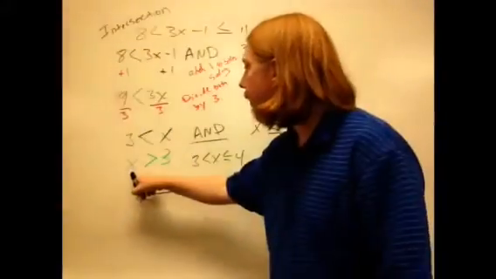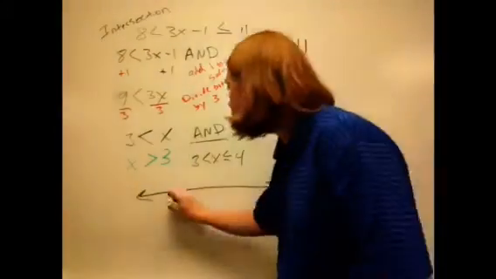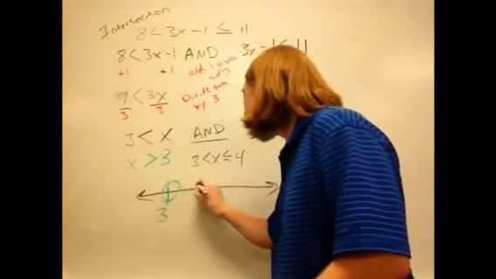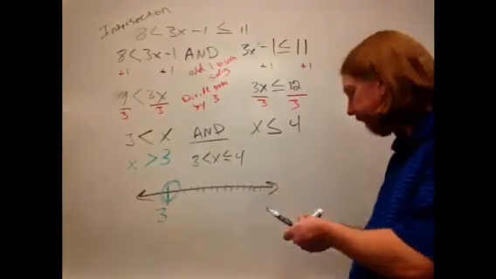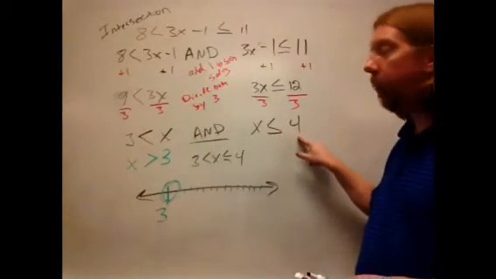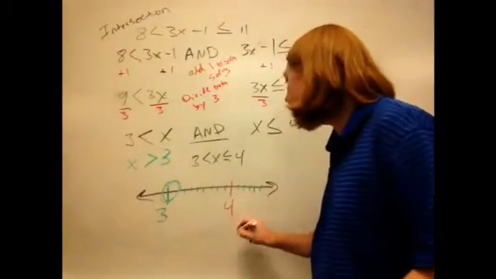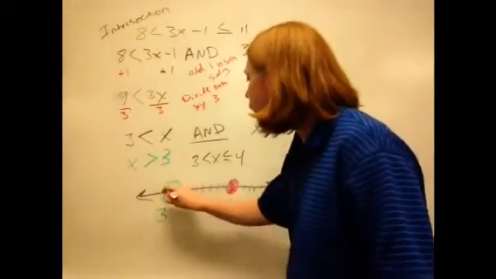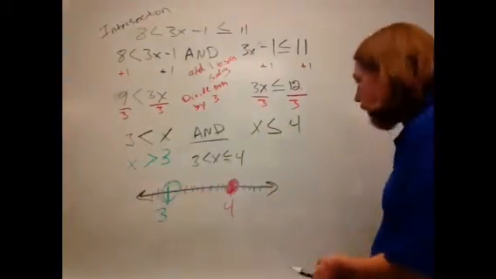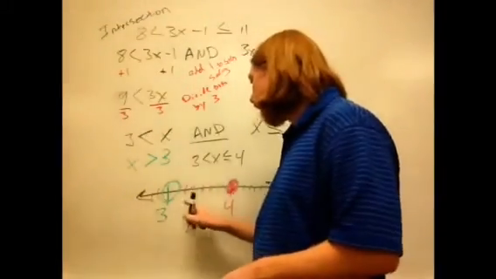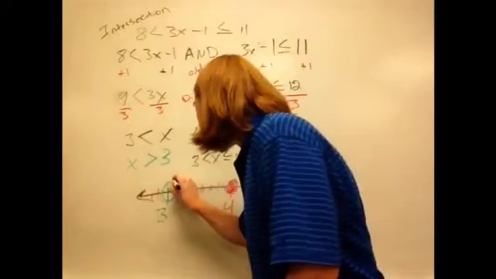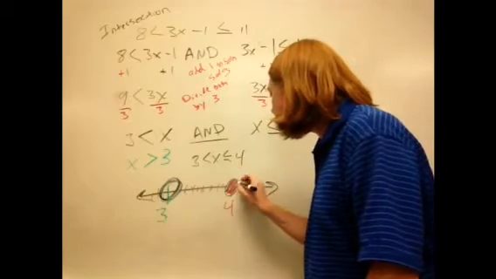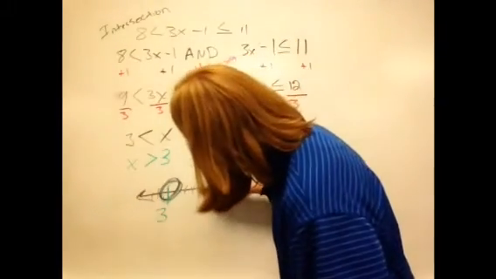Now my graph. X is greater than 3, so here's 3. And I want greater than, so it's an open circle going this way. X is less than or equal to 4. Here's 4. Solid circle. Going that way. Now I look for the overlap. The overlap seems to happen right here between them. So I'm going to circle this again to show it's open. I'm going to fill this in again to show that it's solid. And I'm going to shade the region in between.